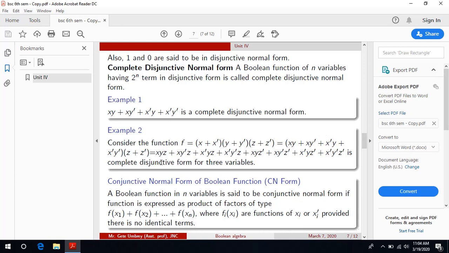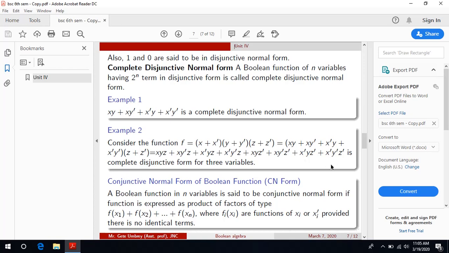And how many terms do we have? 1, 2, 3, 4, 5, 6, 7, 8. So according to Boole's theorem, the number of minimal Boolean functions with n variables is 2 to the power n. So that is the maximum possible terms. So here, how many variables do we have? We have three variables. So the maximum possible number of terms would be 2 to the power 3, which is 8. So this function contains 8 product terms, which is the maximum possible. So it is in complete disjunctive normal form.